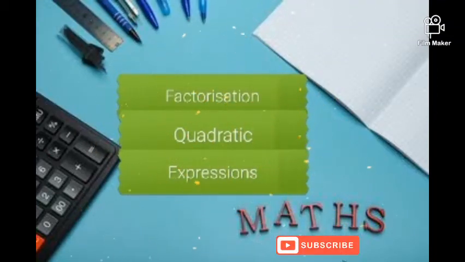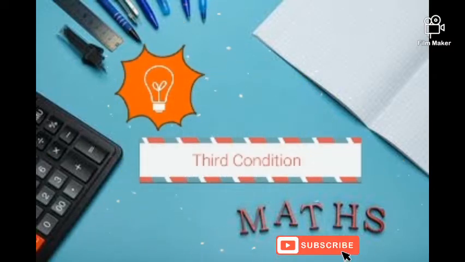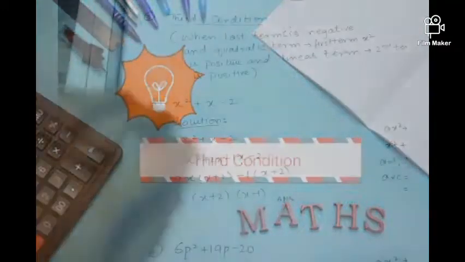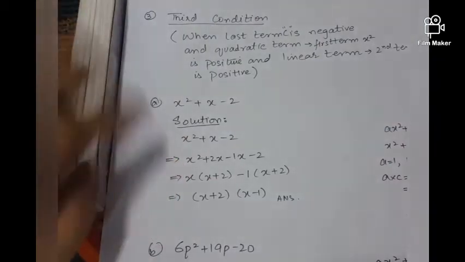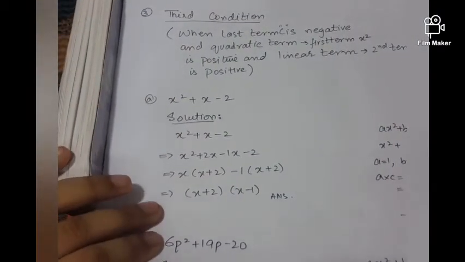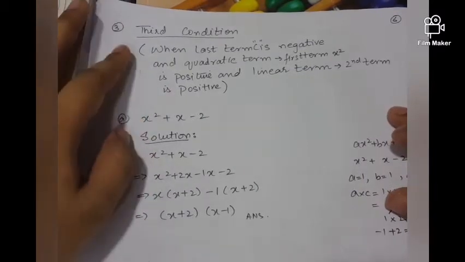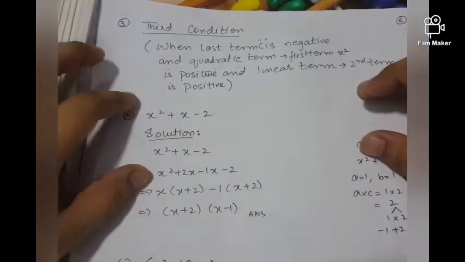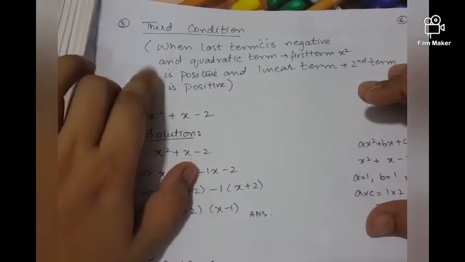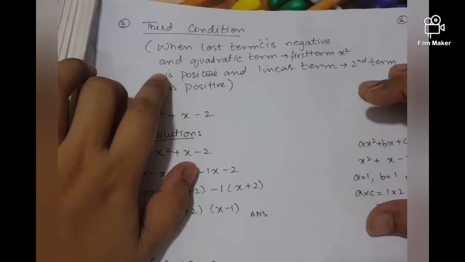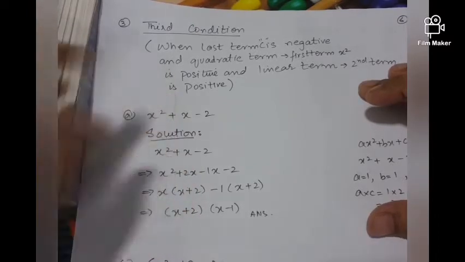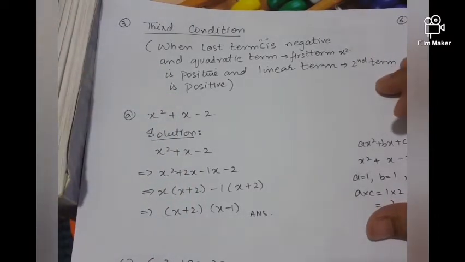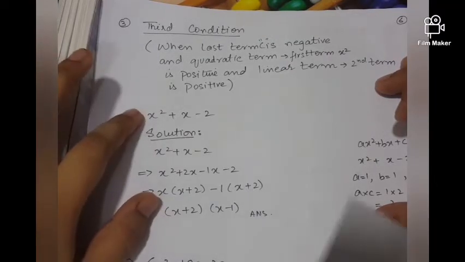This is part 3, and now we are going to discuss the third condition of factorization of quadratic expressions. Now, what is the third condition? The third condition is when the last term C is negative, and the quadratic term, that is the first term x square, is positive, and the linear term, the second term, is positive.